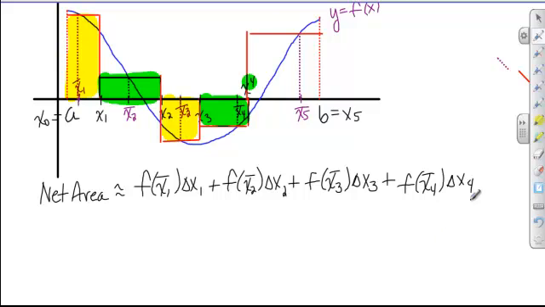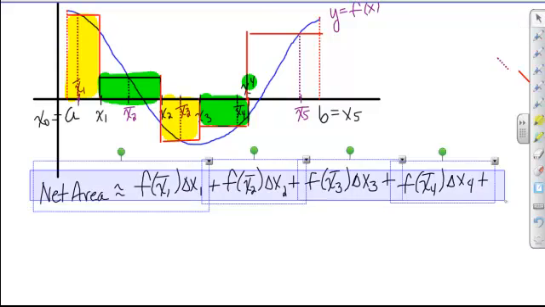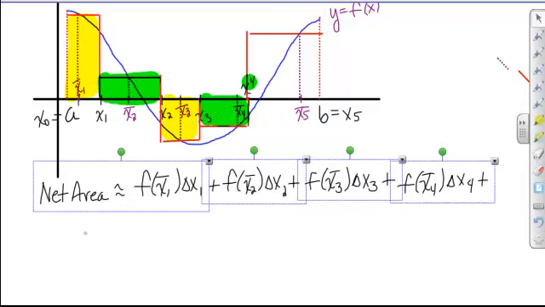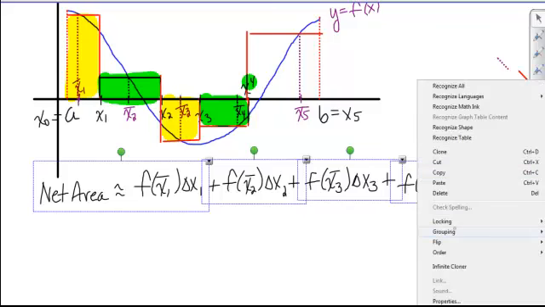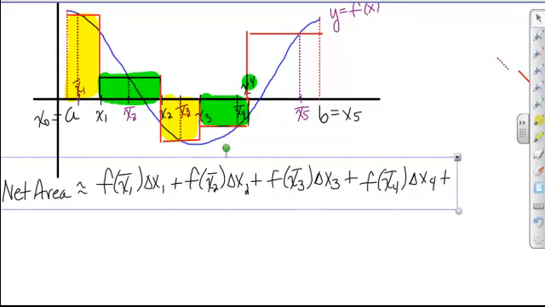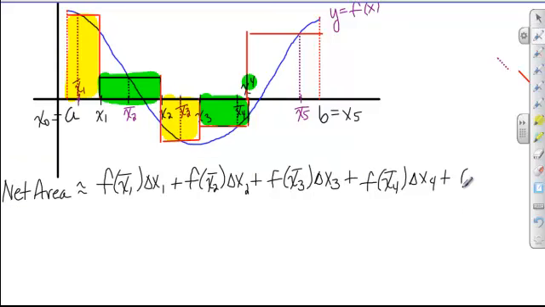Okay, and I'm out of room, so I'm going to make it squeeze. This is how I do that. Here we go. And I can scoot that over just a little bit, where now I have room to write the area of the fifth subinterval would be f of sample point x sub 5 times delta x sub 5. And that is this rectangle.